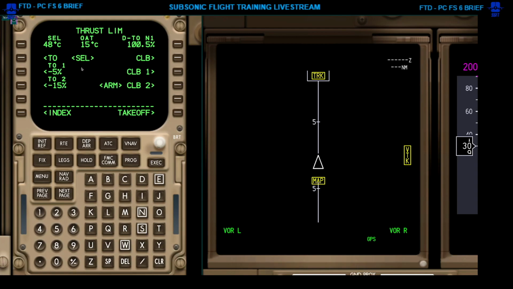Now what it does is it looks at the fact that you've put in that temperature, 48 Celsius, and it says, okay, based on 48 Celsius, that thrust reduction is somewhere greater than 15% less than full rated thrust. If it were to arm climb, that of course would be full climb thrust, and that's anything less than 5%. So if you put a temperature in here that was less than 5% of reduction of max rated thrust, it would arm climb. So, if I put maybe something like 22 in there, let's see what that does.